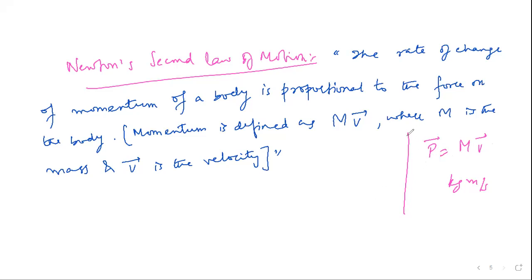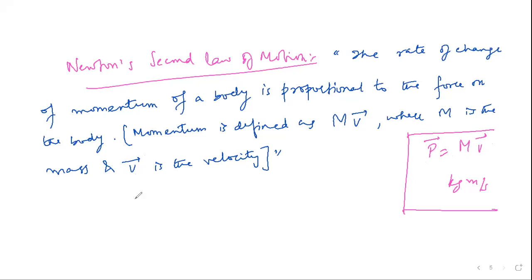So let us come to this law. This was the definition of momentum. So this result is saying the rate of change of momentum of a body is proportional to the force. That means if you double the force on the body, its rate of change of momentum will double. If you triple the force, the rate of change of momentum will triple.